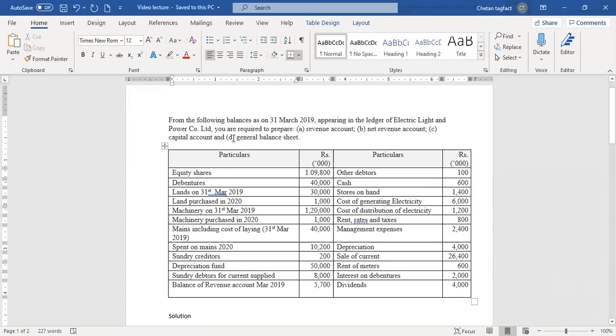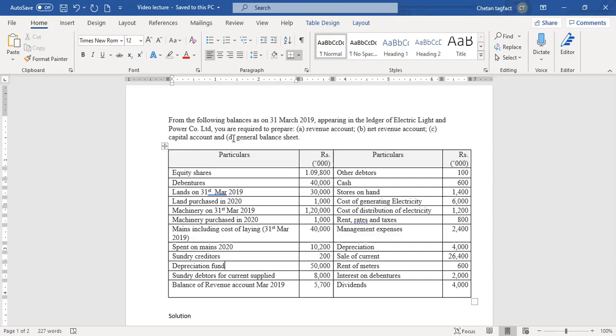Well, today I will be solving a problem on final accounts under double account system. In our previous class, we have studied that under double account system, we prepare 4 accounts for finalization of accounts. The accounts are revenue account, net revenue account, capital account, and the general balance sheet. Revenue account is prepared in lieu of profit and loss account, and net revenue account is prepared in lieu of profit and loss appropriation account.